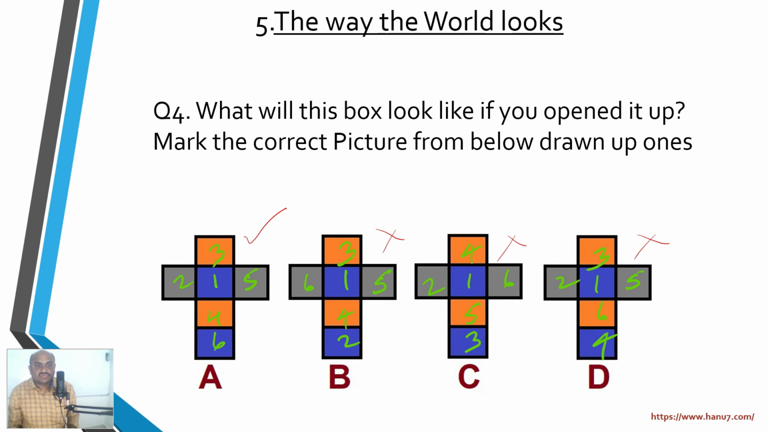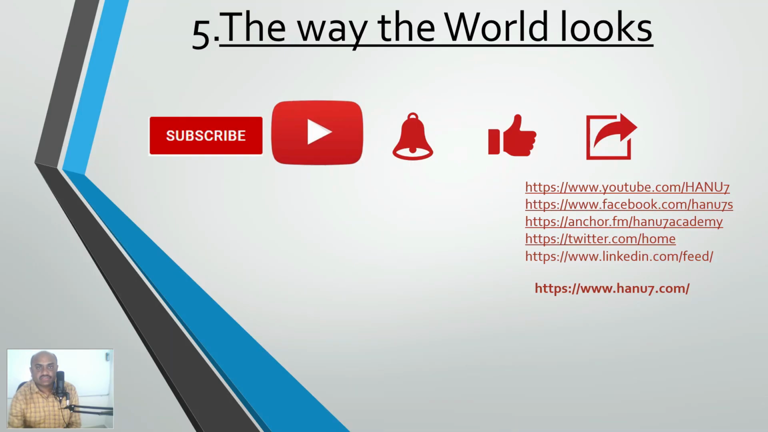If you open that particular box and add the values, some opposite faces' values will be 7. So 4 plus 3 is 7, 5 plus 2 is 7 and 6 plus 1 is 7 in this case. But in other cases it is not like that. So that is the end of this chapter.